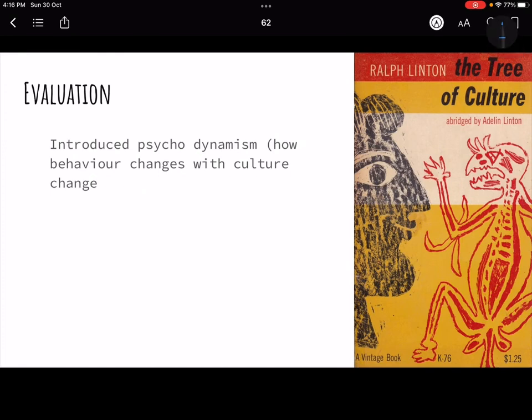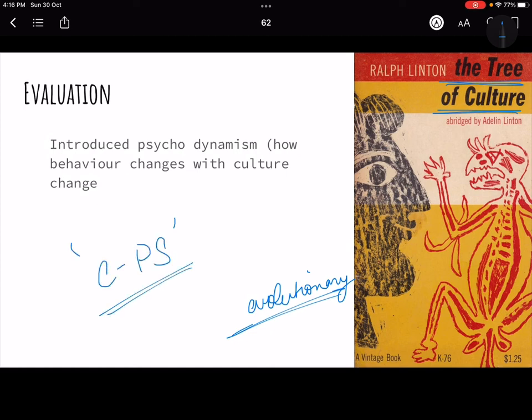So this is another book that Ralph Linton had written, The Tree of Culture. But here he had given a more evolutionary perspective of cultures, how the human civilizations have evolved and all of that. So I've just shared with you one other book that Ralph Linton wrote, The Tree of Culture. But this was not related to the culture personality school or the work of Ralph Linton in culture personality school, right?